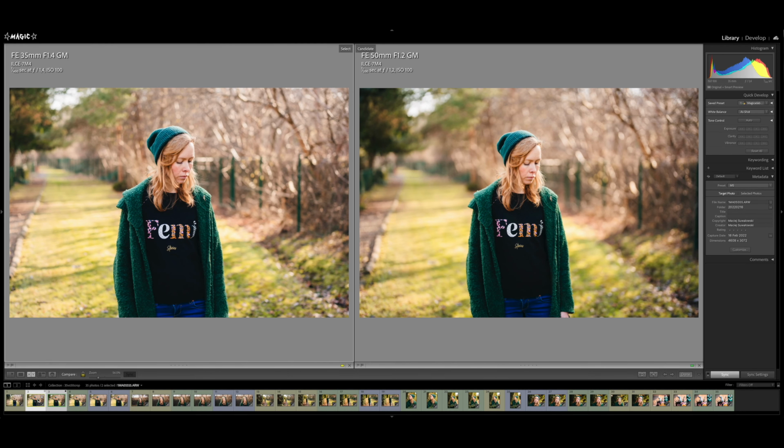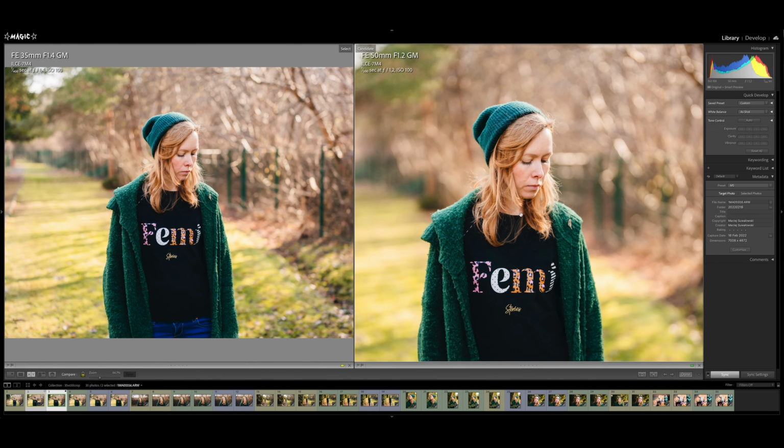First, a smaller difference is that we can see the 50 is slightly wider, so the frame is slightly wider. That's due to the fact that a 35 in crop mode is more like a 54, so we have a tighter view angle. But most significantly, what we see is a difference in terms of the image look.